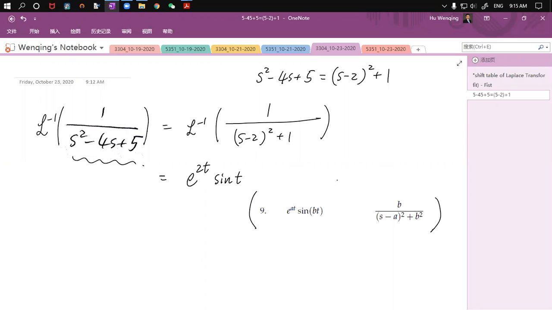However, this problem has an alternative solution which can make use of the shift table. So what is this alternative solution?